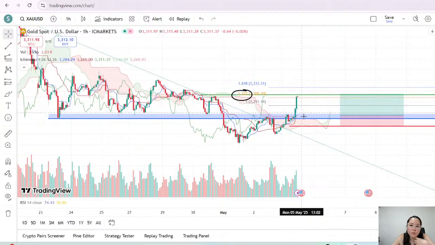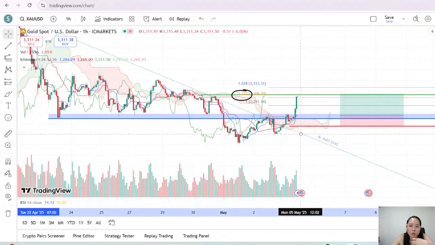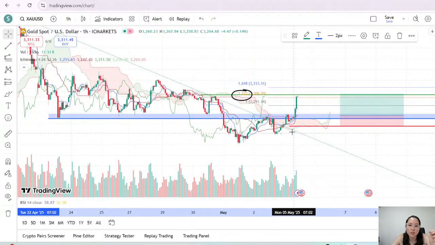On a small time frame, Ichimoku is showing that's bullish. RSI is showing that's bullish. Stochastics is showing that's bullish. The trend line for the downtrend has been broken, indicating bullishness, indicating a change in trend, therefore giving me confidence that price will go up.